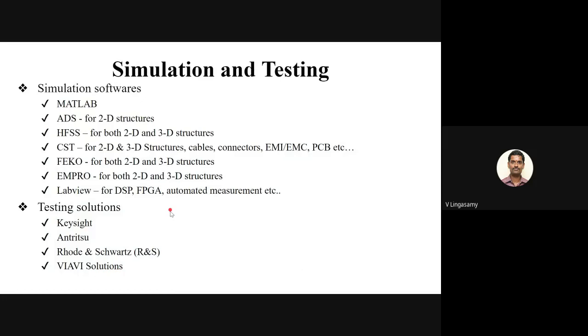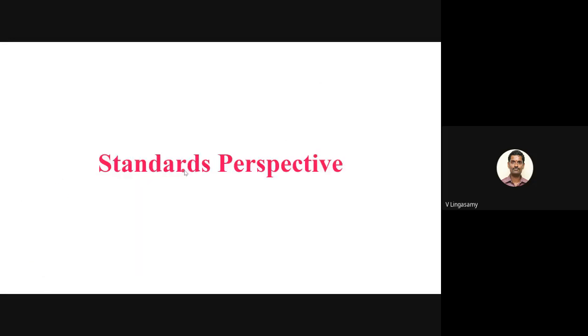Okay. Next is simulation tools. Some of the simulation tools, for example, MATLAB, ADS, HFSS, SPICE and AMPRO. Many tools are available. And for testing solutions, you can see Keysight and Anritsu. It's one of the big companies basically from Japan. Nowadays, Rohde & Schwarz from Germany, and Viavi Solutions from the US, I think. JDSU was there, then they converted to Viavi Solutions. I think these also have a good presence in Japan. So these are some of the companies working on the simulation side as well as the testing solution side. Okay. Now we'll move on to the standards perspective.